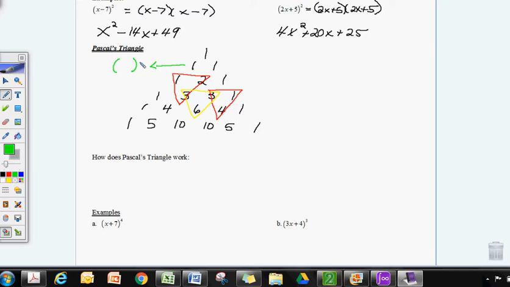So now let's look at the 7. I'm going to have 7 to the 0 power because the other term starts at the lowest and goes up.